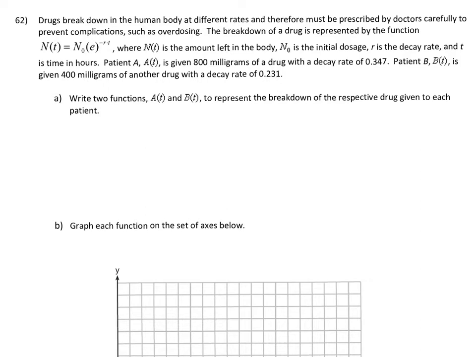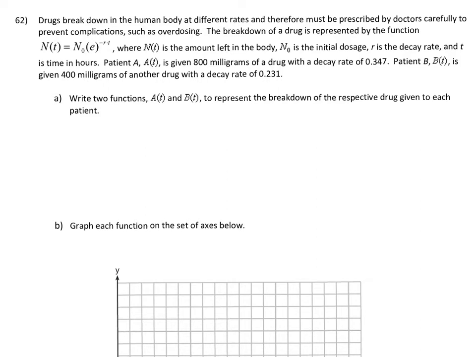Okay, in part A, they want us to write two functions, A of T and B of T, to represent the breakdown of the respective drug given to each patient. Okay, so I'd like everyone to hit pause, and I'd like you to use this formula, and use what they give you in order to make these two functions, A of T and B of T. And then when you're done, hit play and see how you did.